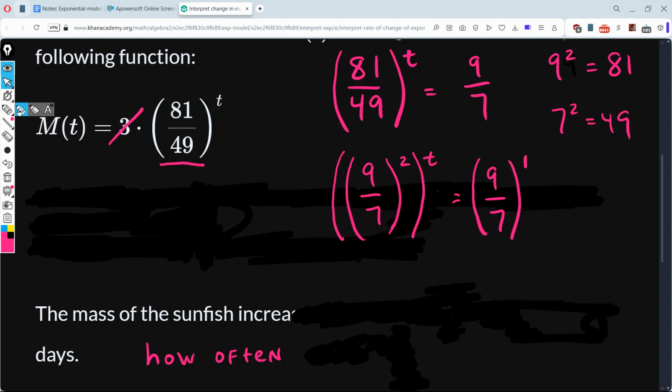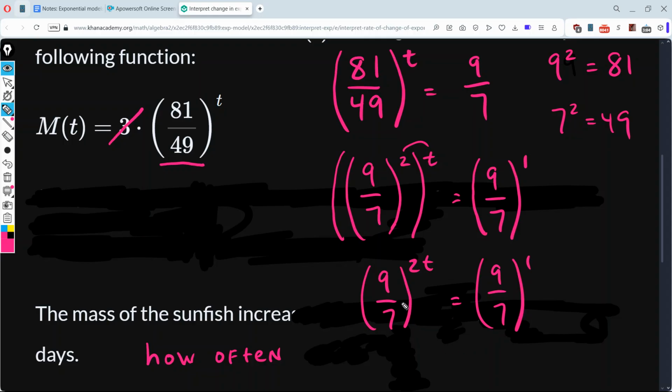Now, when you have something with an exponent raised to another exponent, you just multiply the exponents. So that's going to be 9/7 to the power of 2t. And that equals 9/7 to the first power. Now that the bases match, the 9/7, we can just match up the exponents. And we can say 2t equals 1.